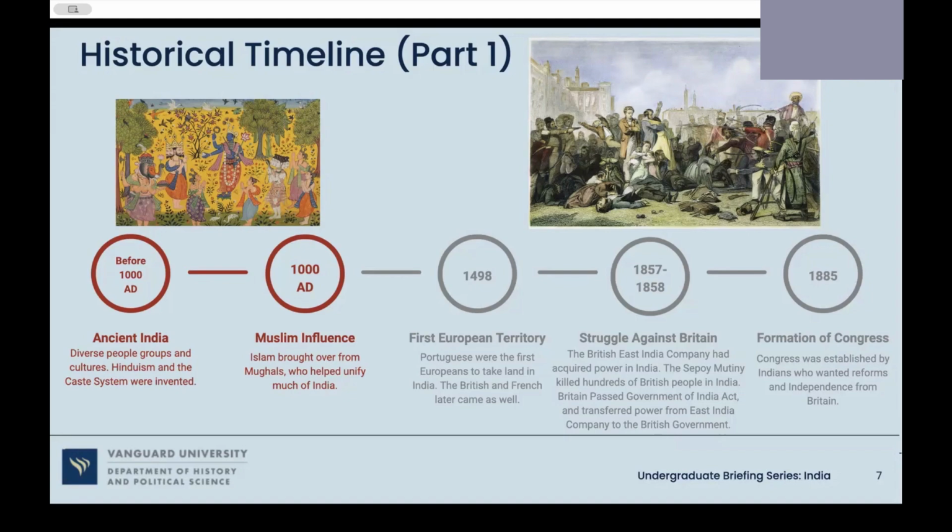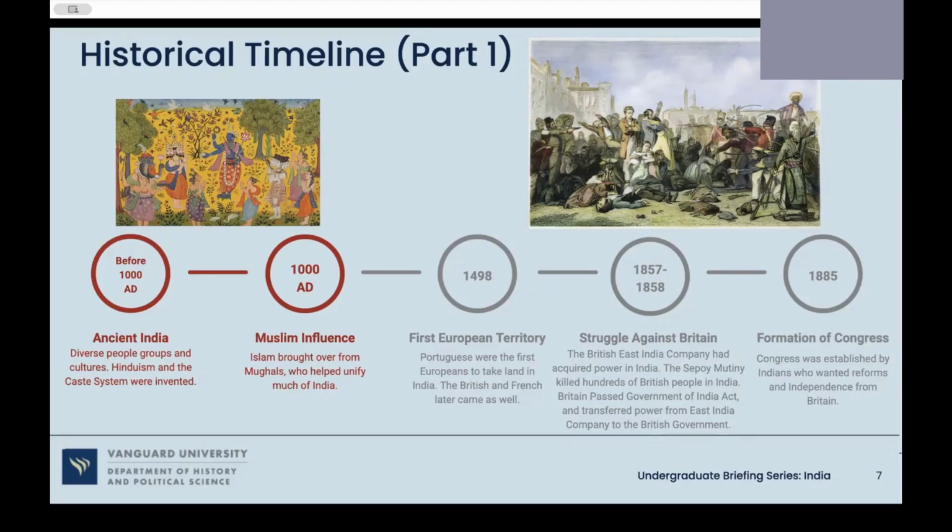And then jumping forward, we're going to talk about 1498. That's when the first European territory was established, and the Portuguese were actually the first Europeans to make a settlement, even though the British were the largest impact in India. And after the Portuguese came over, the British came over, and the French as well. And the real struggle against European forces started around 1857 to 1858.